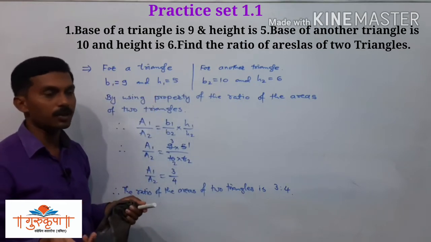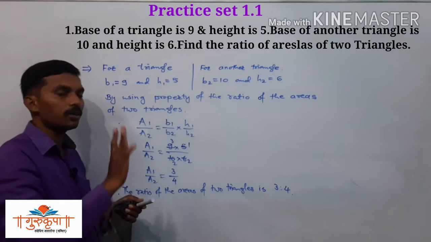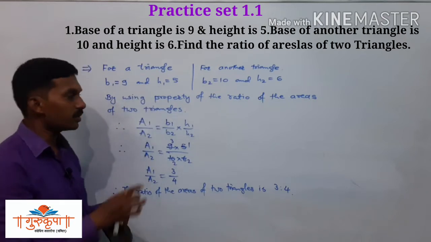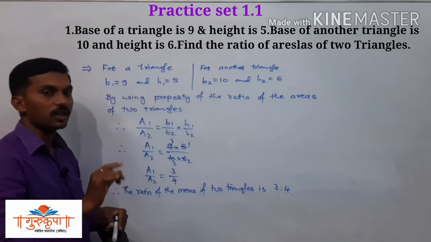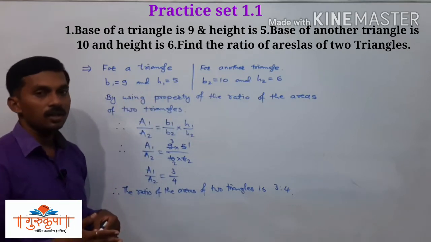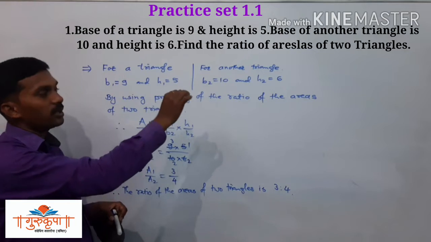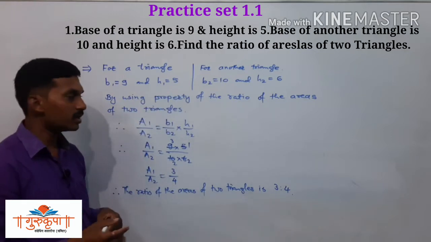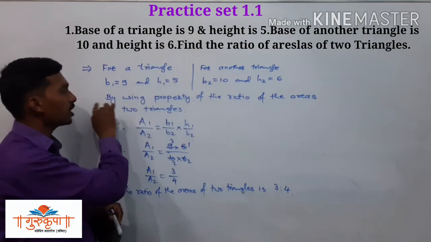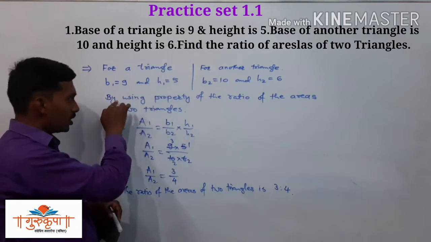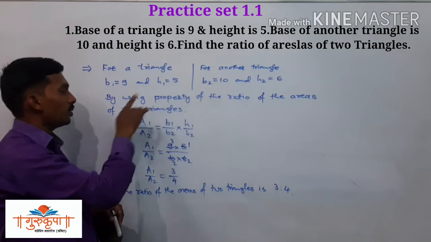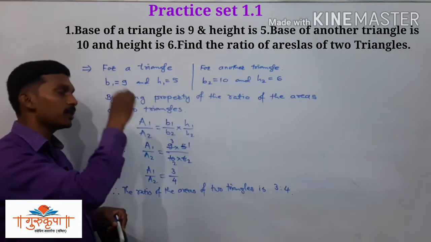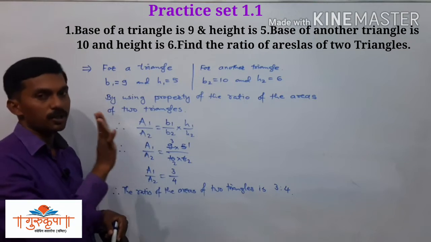Now we know the property, no need to write the whole property here, or you can write the whole property here, but it is not necessary; even if you write only the name of the exact property, it will work. Generally, when we write by using Pythagoras theorem, we do not write the whole Pythagoras theorem every time. So like that here also you can write this thing by using property of the ratio of the areas of two triangles, or if you want to write the whole property there, then you can write the property also.